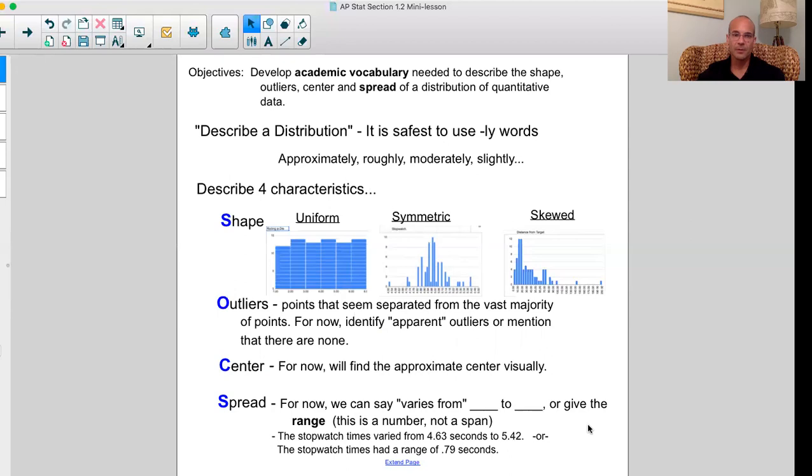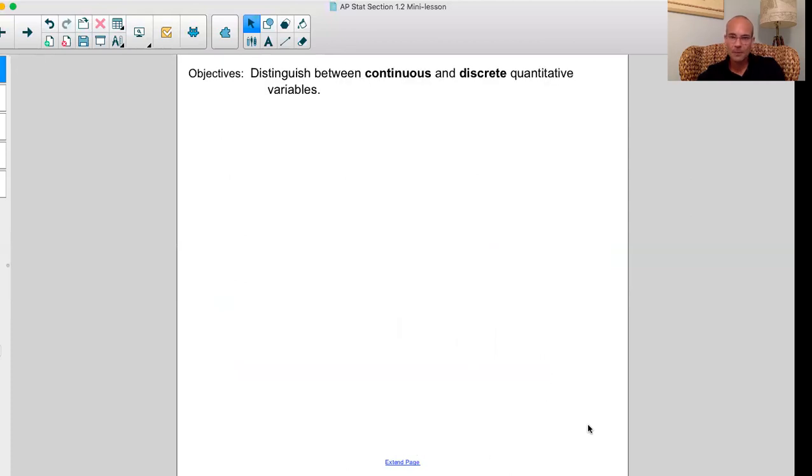So at this point, we've given you some vocabulary and some ideas of how you're going to describe those 4 important characteristics of a distribution. Moving on, let's talk about continuous and discrete. This will be a little bit quicker.